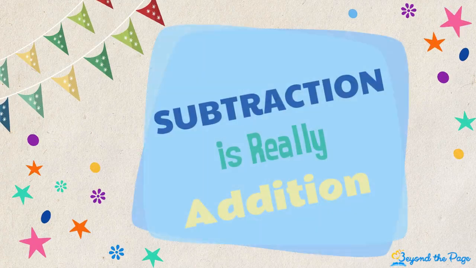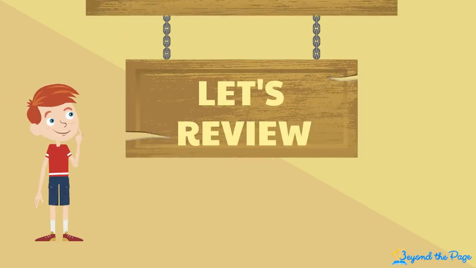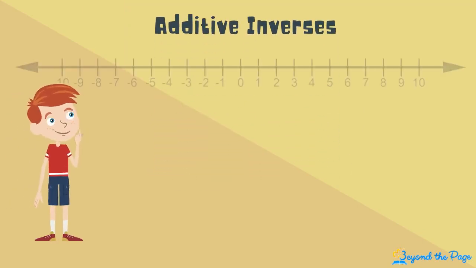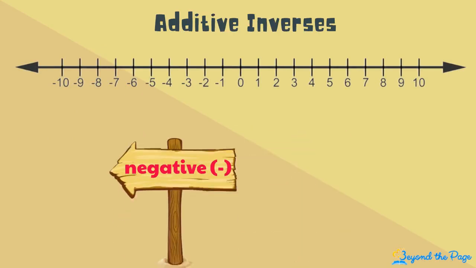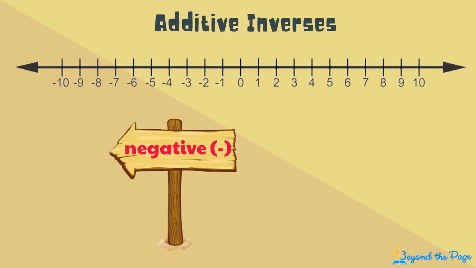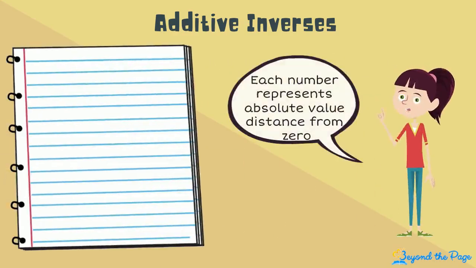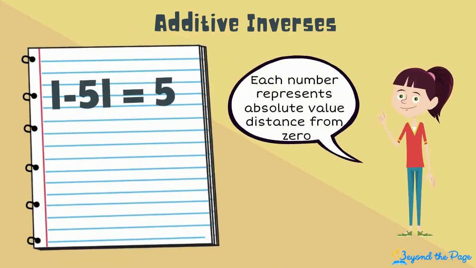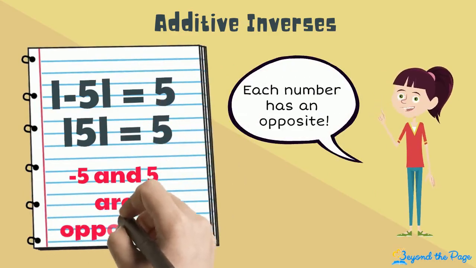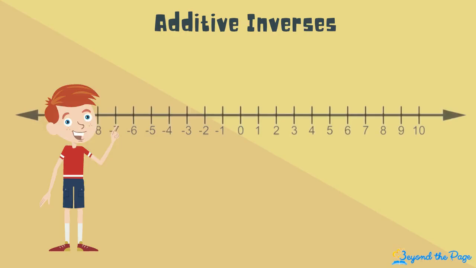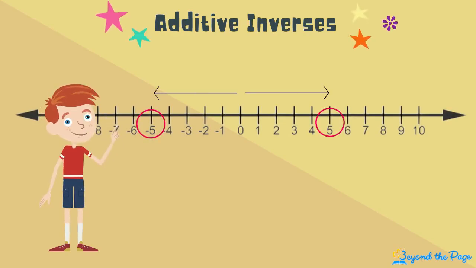Subtraction is really addition. First, let's do a quick review of additive inverses on the number line. The positive numbers are to the right of the zero, and the negative numbers are to the left of the zero. Each number represents an absolute value distance from the origin of zero, and each number has an opposite that is the same distance from zero in the opposite direction. A number and its opposite are called additive inverses.